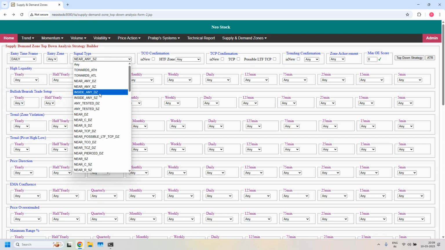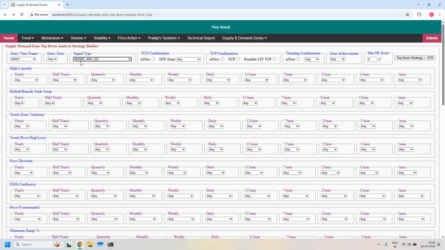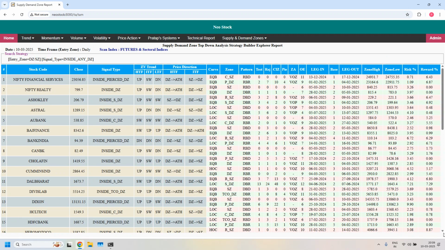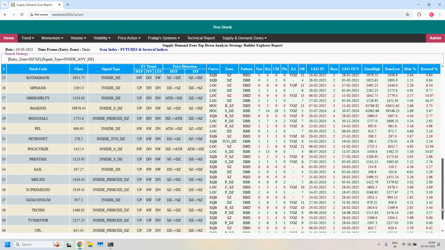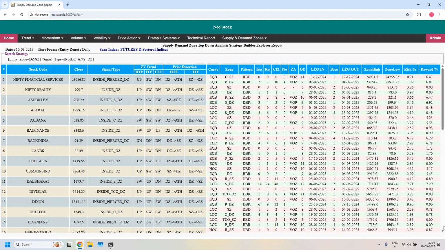Okay, next, daily time frame. Price closed inside daily supply zone. Price closed inside daily demand zone. First 15 stocks in the list. Let me quickly scroll the list down.